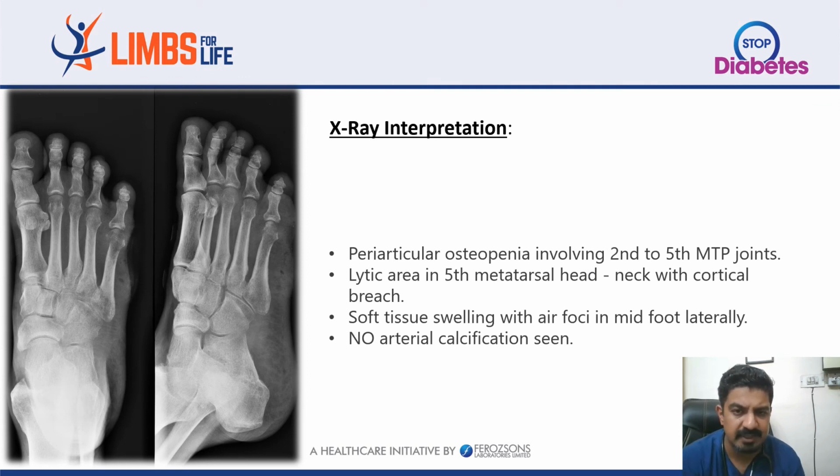So this, as an example, is an X-ray. There is periarticular osteopenia involving the second to fifth metatarsal joints, lytic area in the fifth metatarsal head, neck, and cortical breach, soft tissue swelling with air foci in the mid foot laterally. No arterial calcification is seen.